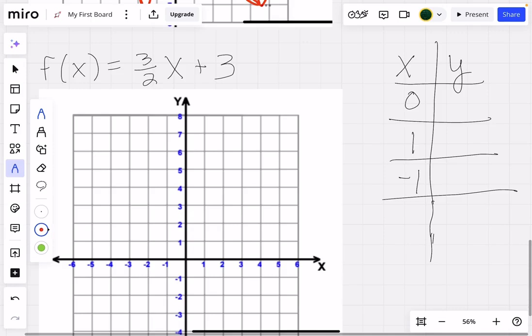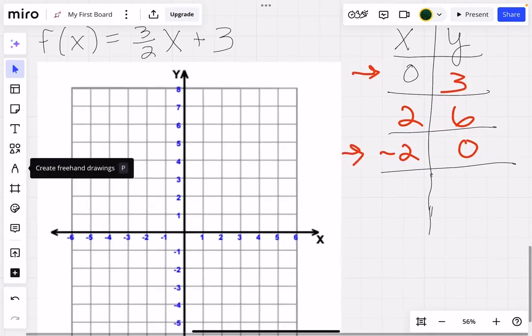If I plug in the 0, I've got 3. If I plug in 1, that's kind of ugly because of the fraction 3/2. So how about we adjust it? Let's adjust it to 2, since the denominator is 2, and then negative 2. Let's get rid of that 2 then. Okay. If I plug in 2, 2 divided by 2 is 1, so this is 3 plus 3 is 6. Negative 2 divided by 2 is negative 1, times 3 is negative 3, plus 3 is actually 0, and what do you know? We ended up with our intercepts again, which is actually really beautiful.